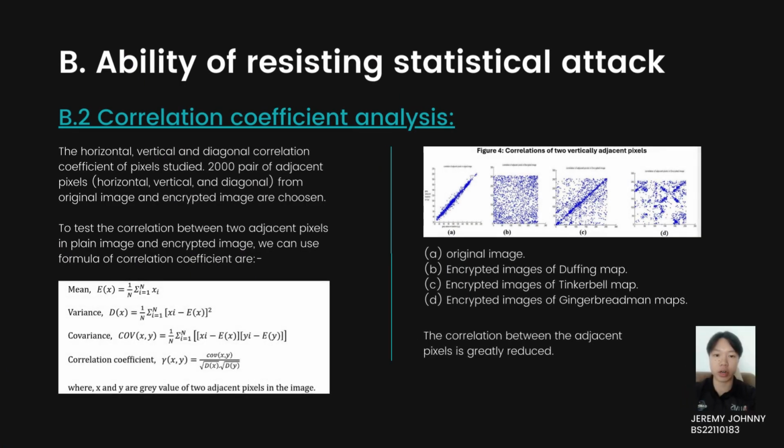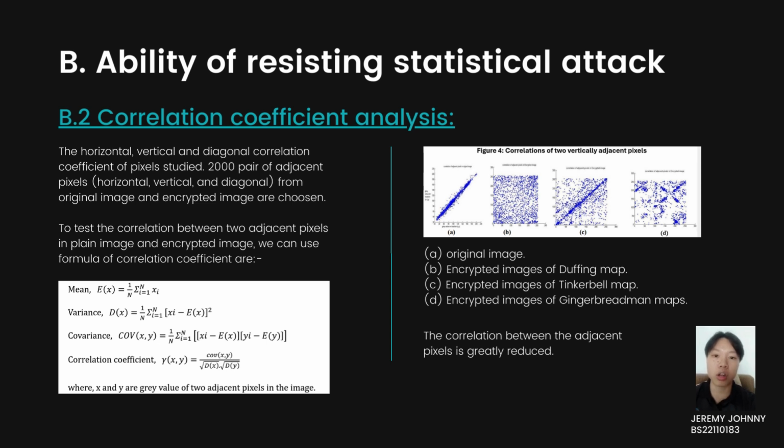Subtopic is correlation coefficient analysis. In this part, the horizontal, vertical, and diagonal correlation coefficients of pixels are studied. 2000 pairs of adjacent pixels, horizontal, vertical, and diagonal, from the original image and encrypted image are chosen. To test the correlation between two adjacent pixels in the plain image and encrypted image, we use the correlation coefficient formula as shown, with the mean, variance, covariance, and correlation coefficient. In this formula, x and y are the gray values of two adjacent pixels in the image.